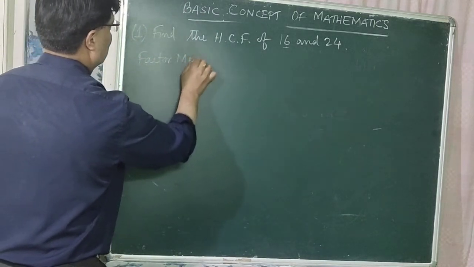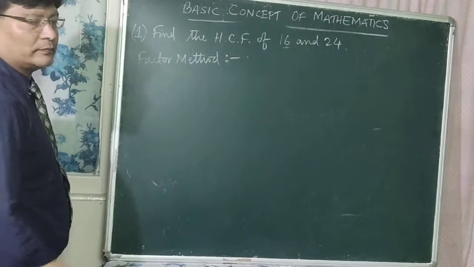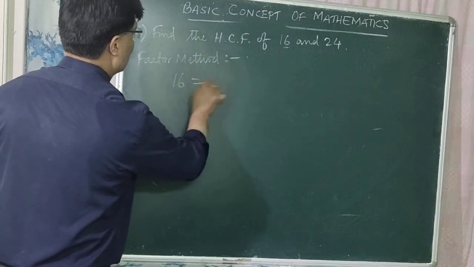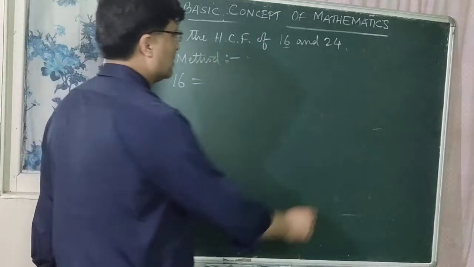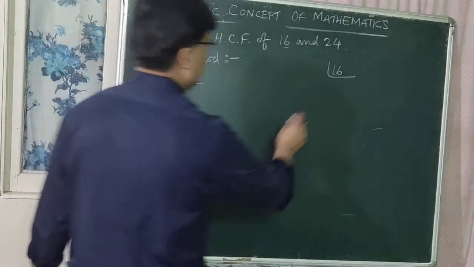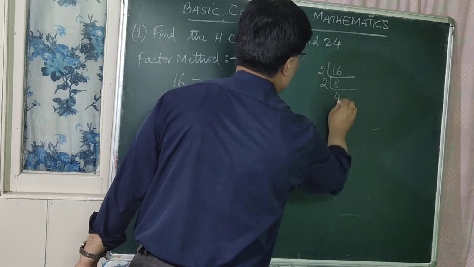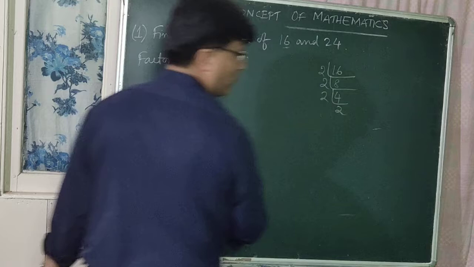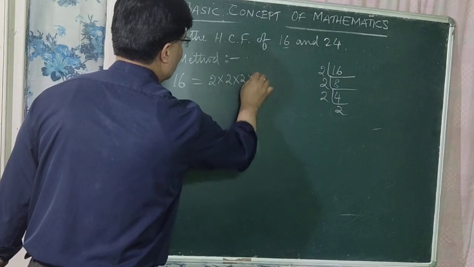Factor method. So let us find out the factors of 16, right? 16 को factor कति लेख्नुहुन्छ पहिलालाई 2 2 8 जा 16, 2 4 जा 8, 2 2 जा 4. That is 2 into 2 into 2 into 2.